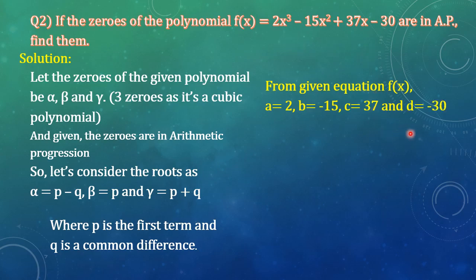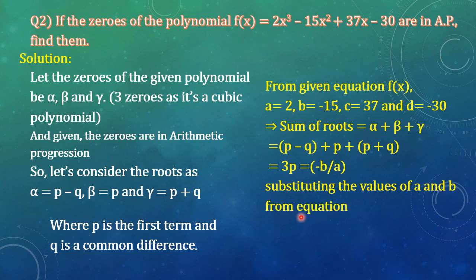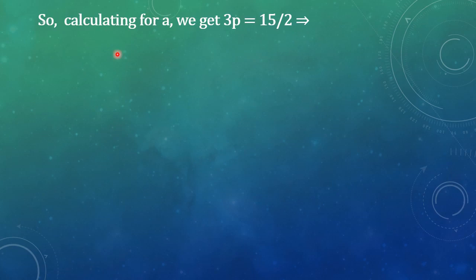That implies sum of roots is equal to alpha plus beta plus gamma is equal to p minus q plus p plus q is equal to 3p is equal to minus b by a. Substituting the values of a and b from equation, which is equal to minus inside the bracket minus 15 by 2, which is equal to 15 by 2. So calculating for p, we get 3p is equal to 15 by 2. That implies p is equal to 5 by 2.